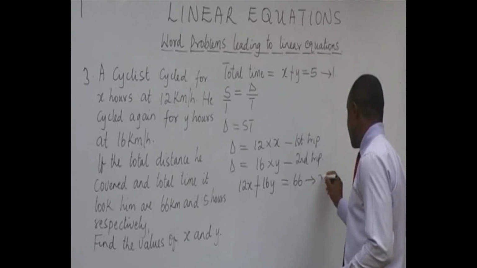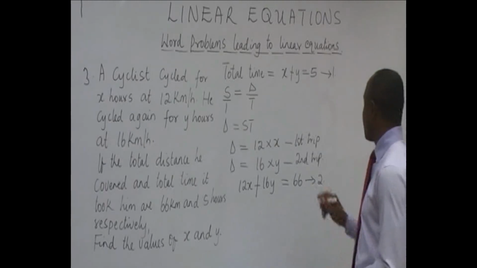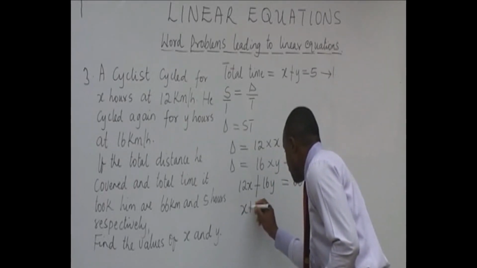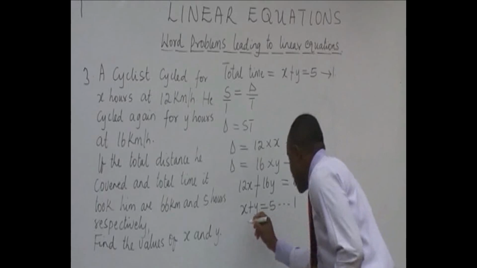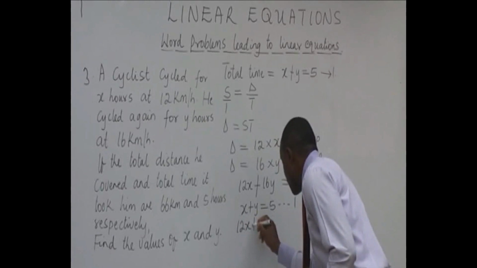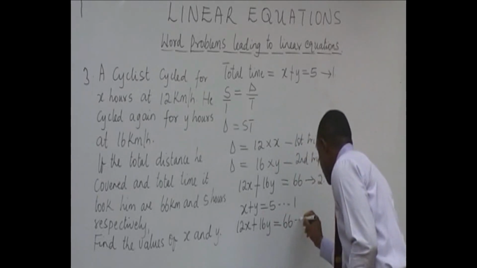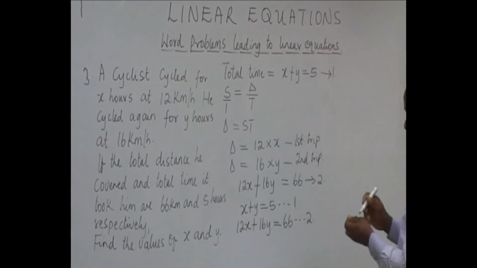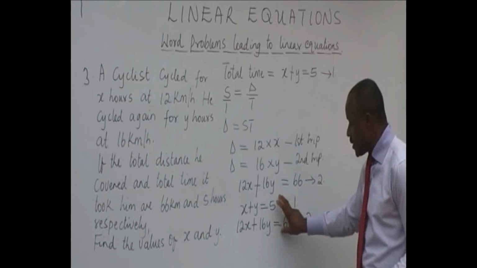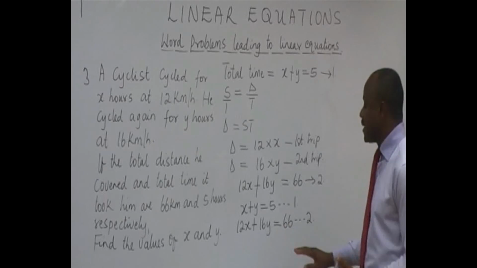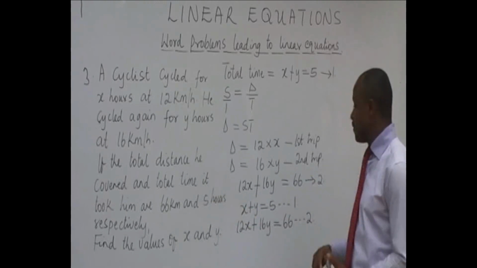So this is the second equation. The two simultaneous equations we have now are, number one, x plus y is equal to 5. This is equation 1. Then we have 12x plus 16y is equal to 66. This is equation 2. It will be from these two simultaneous equations that we can find the values of x and y which the question is asking for.